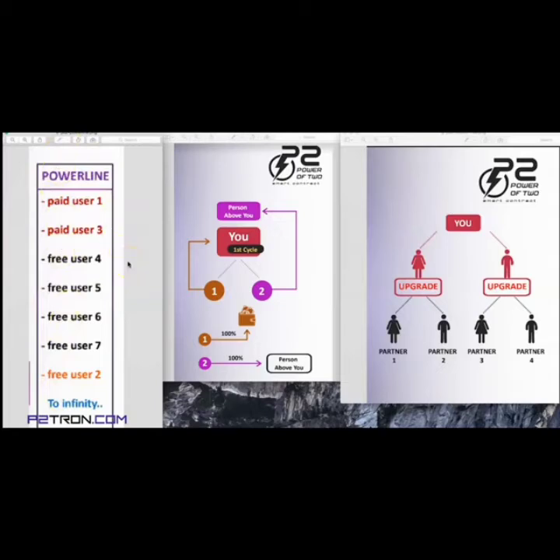A lot of people are going to get started with their contribution of $10 out of the gate. $5 will go into X Factor. All right, so here you are. This is you. Based on time and date stamp, you're placed here. Now, the power line will eventually find 2 paid members to go underneath you.